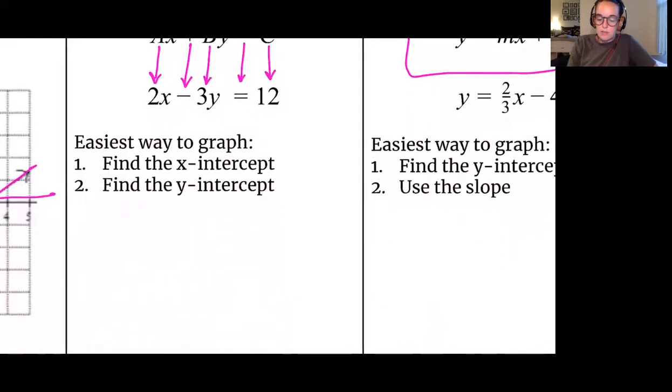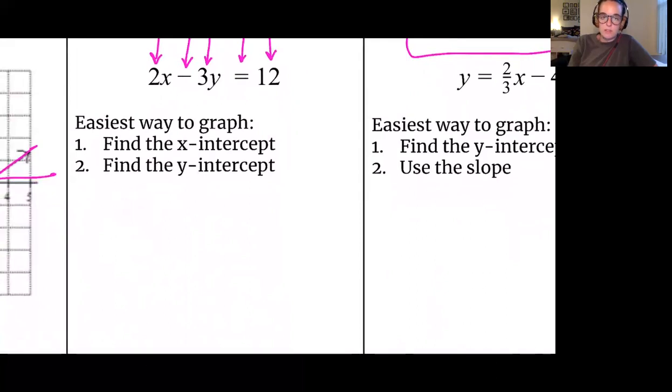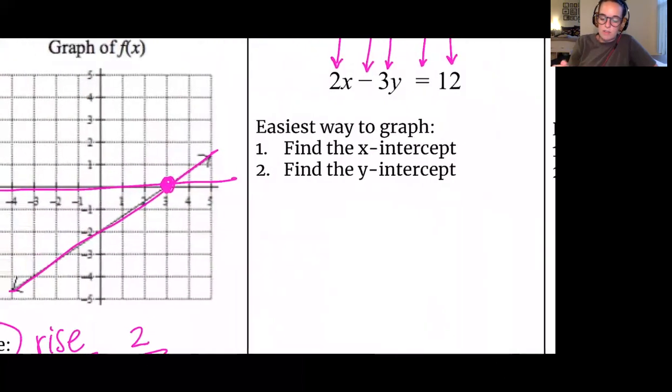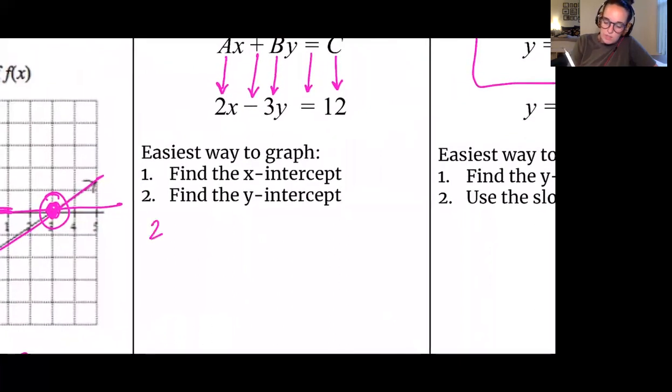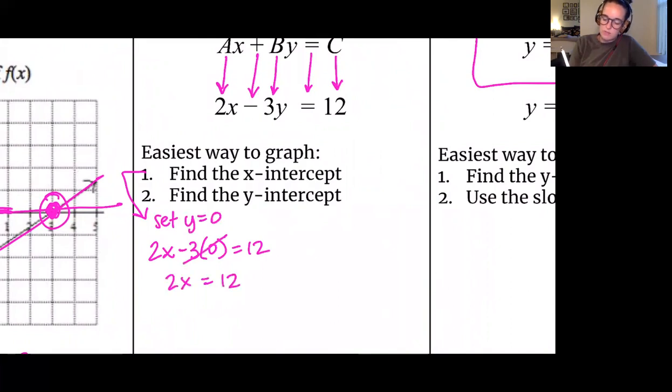There is another way to do it, which is to find the x-intercept and the y-intercept. So if you're looking at this graph and you know that you want to find the x-intercept, that's where y equals 0. So what we want to do is set y equal to 0. So I'd say 2x minus 3 times 0 equals 12. So let me go ahead and move this down here. We're going to set y equal to 0 to find the x-intercept. So that's basically going to make this 0. So 2x equals 12. So x is equal to 6. So when y equals 0, x equals 6.